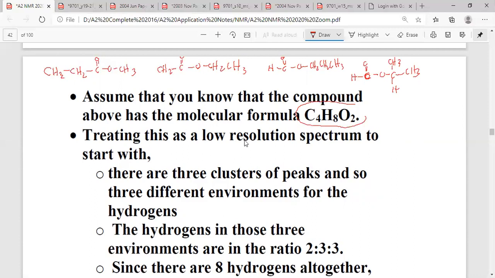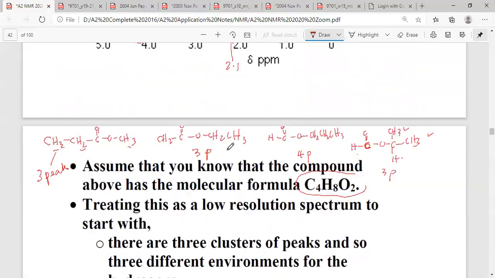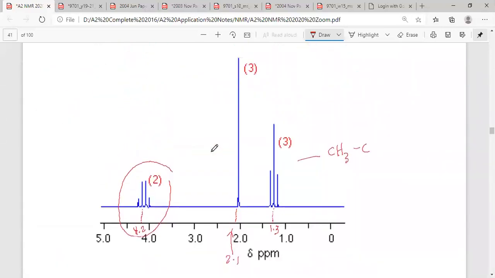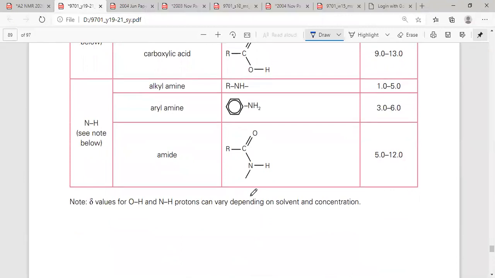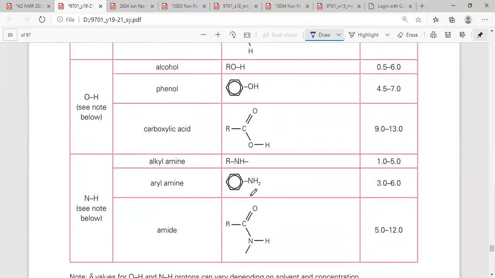Now remember, if this is the case, I will have 3 types of peaks, because there are 3 chemically equivalent types of hydrogen. Here I got 4 peaks. Here these 2 are the same, so 1, 2, 3 again, 3 peaks. So let's look at this one. How many peaks does it have? 3 peaks. It doesn't have the carboxylic acid peak, which would be down here, very high. Remember 11.